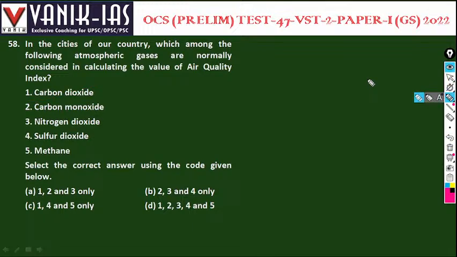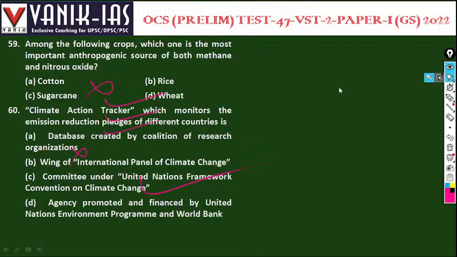In the cities of our country, which among the following atmospheric gases are normally considered in calculating the value of air quality index? Carbon dioxide, carbon monoxide, nitrogen dioxide, sulfur dioxide, methane. Calculating air quality index, which are included? Carbon dioxide is not included in calculating the air quality index. Methane is not included. Only carbon monoxide, nitrogen dioxide, sulfur dioxide are included. So 2, 3, 4 are there. CO2 is not included.